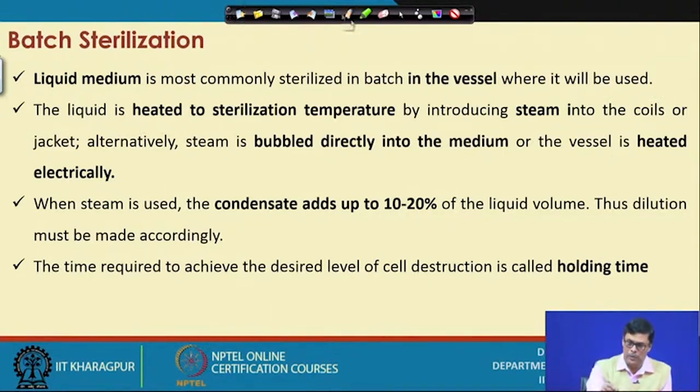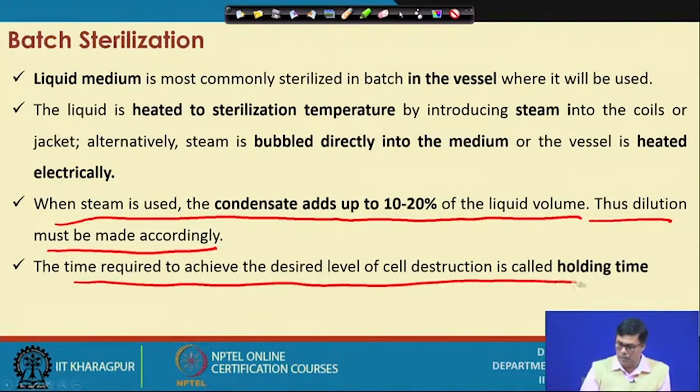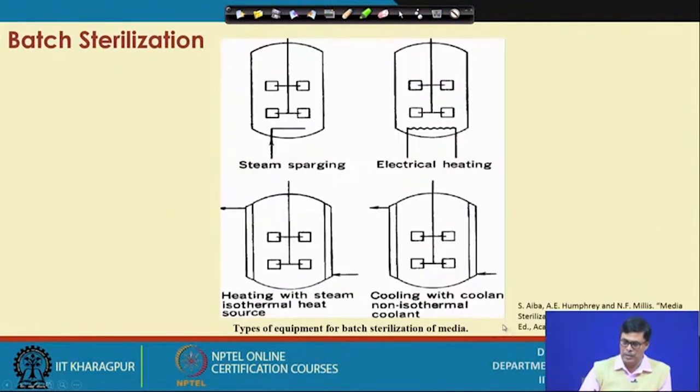What I want to mean here is that it adds up 10 to 20% of the liquid volume, because of the condensate, which is very important. When steam is used, the condensate is added, about 10 to 20% of the liquid, so the dilution will be made accordingly. The time required to achieve the desired level of destruction is called the holding time. So, this is the major problem that we have. I shall discuss more in detail here.